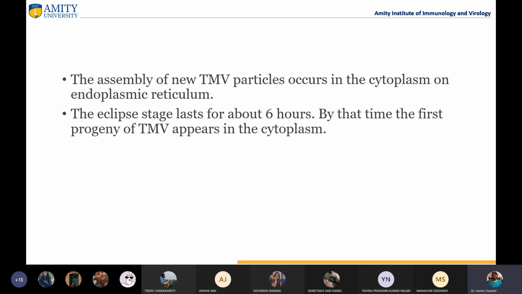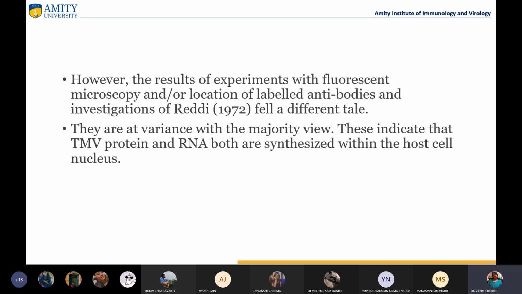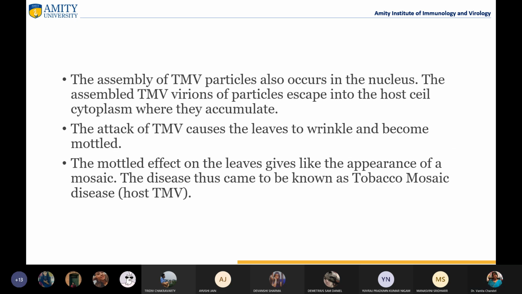And by that time, the first progeny of tobacco mosaic virus appears in the cytoplasm. However, the results of experiments with fluorescent microscopy and some other labeled antibodies tell a different tale. They are at variance with the majority view. They indicate that tobacco mosaic virus protein and RNA are both synthesized within the host cell nucleus. The assembly of TMV particles also occurs in the nucleus. The assembled TMV virions then escape into the host cell cytoplasm, where they accumulate.